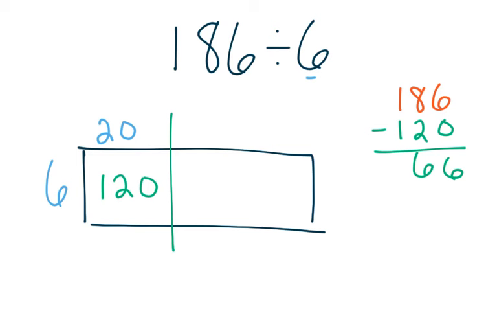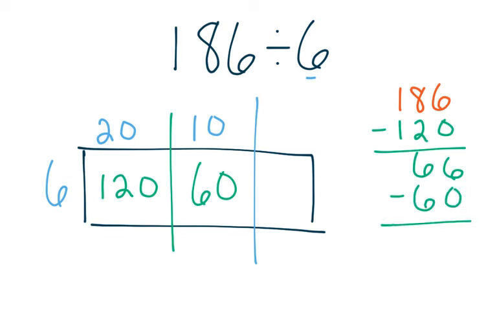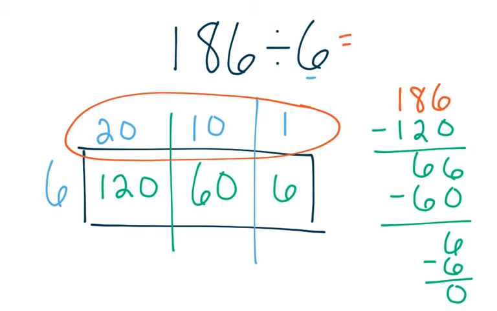Maybe that's a fact that I know, maybe not. If that's not something that I know, I would go with something that I do know. I know that 6 times 10 gives me something less than 66, so that's what I'm going to do. 6 times 10 would give me 60. I would subtract 60 from what I have left, and I'd be left with 6. And then I know that 6 times 1 gives me 6. And I'd subtract 6, and I'd be left with 0, which is what I'm looking for. In order to find my quotient, or my answer to this problem, I'm going to add all of my factors together. 2 plus 10 plus 1 would give me 31.